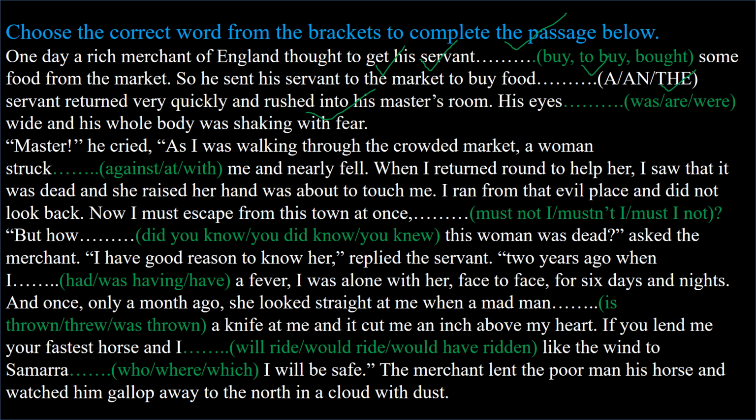His eyes was, are, were. So, all these activities happened in the past. So, we should use here were. His eyes were wide and his whole body was shaking with fear. Master, he cried. As I was walking through the crowded market, a woman struck against at with, which will be here. So, against will be here.